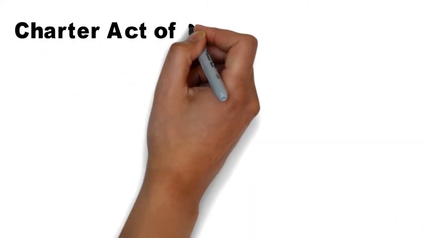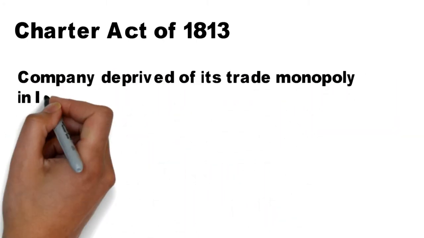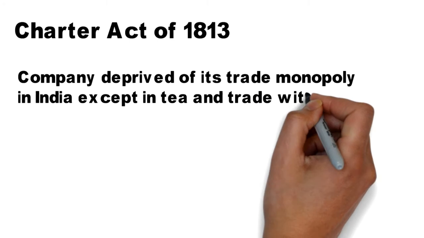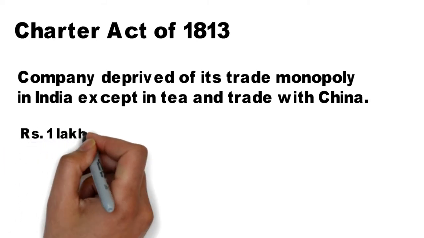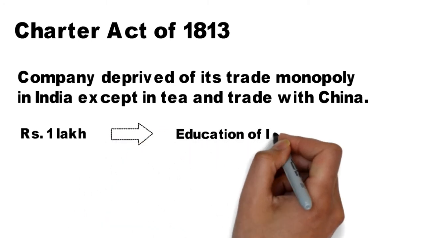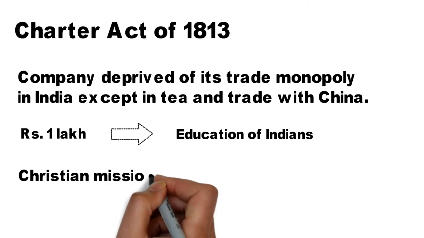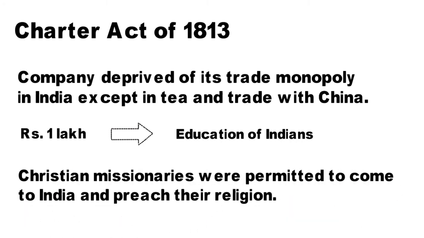Charter Act of 1813. The company was deprived of its trade monopoly in India except in tea and trade with China. This made the company more of an administrative body. All Englishmen could trade with India subject to a few restrictions. A sum of rupees 1 lakh was provided annually for education of Indians. Further, Christian missionaries were also permitted to come to India and preach their religion.